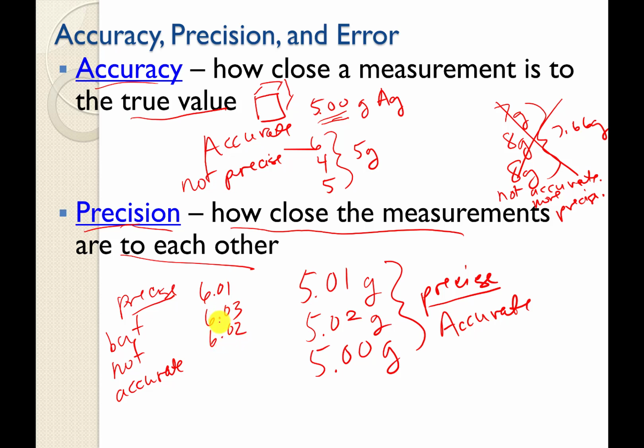And this can happen when your scale has not been calibrated. Then sometimes your measurements will be completely off. They'll be very precise measurements, but they won't be very close to the accurate value.